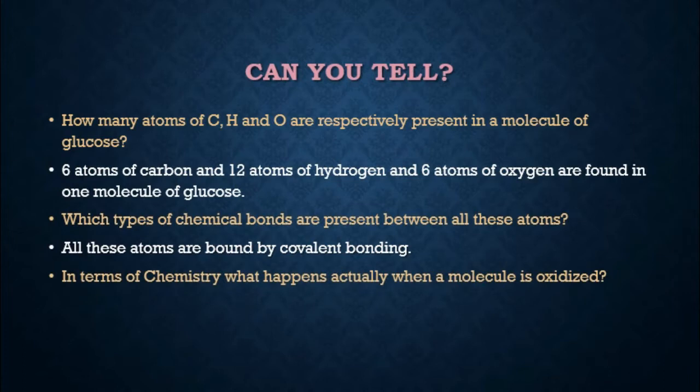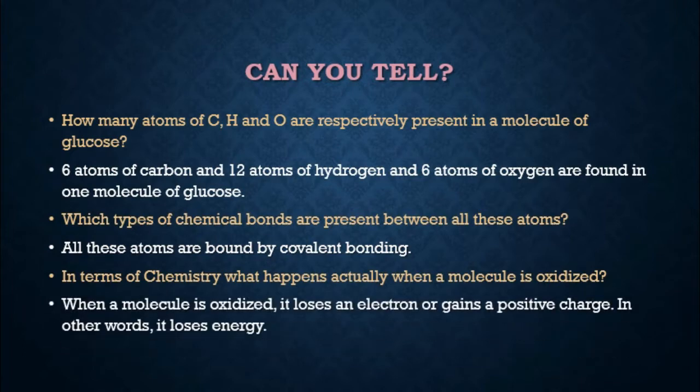In terms of chemistry, what actually happens when we say that a molecule is oxidized? When a molecule is oxidized, it loses an electron, or we can say it gains a positive charge. In other words, it loses energy.